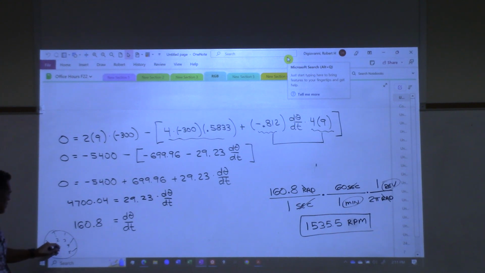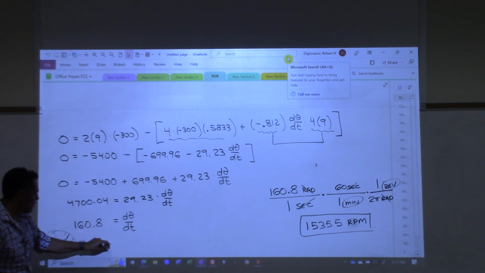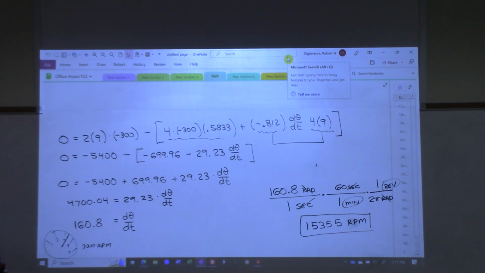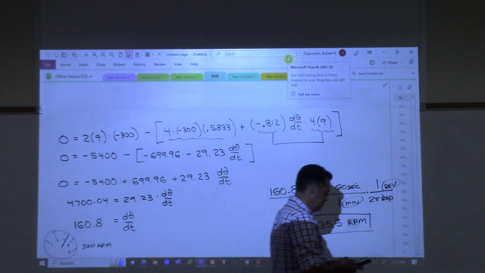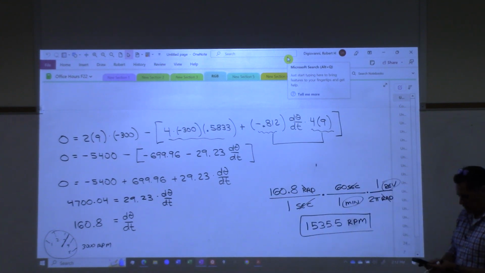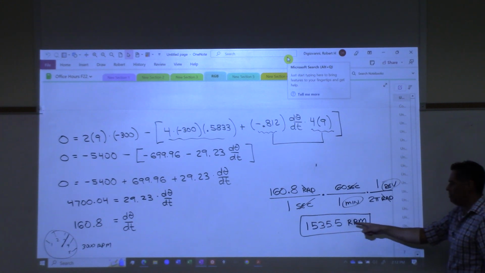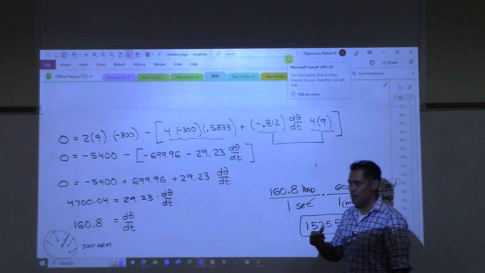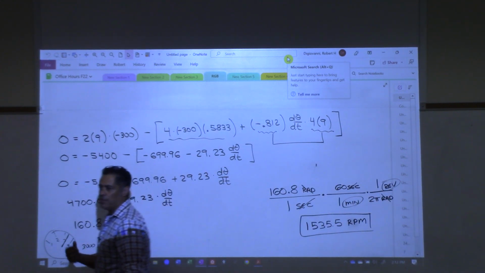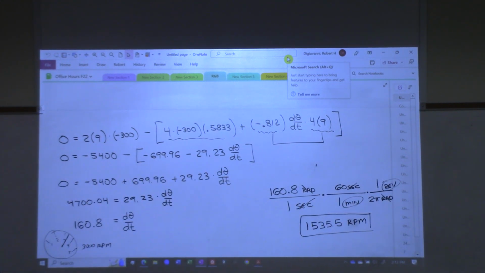So when your needle's over here at 3, that's really 3,000 RPM, revolutions per minute. Think about that. How many revolutions is that per second? That's 25 revolutions per second. So it goes around a full revolution 25 times in 1 second. Actually, 1,500 RPM is not very fast.